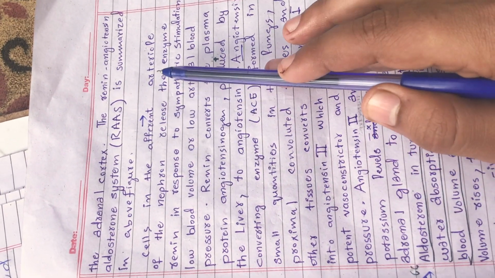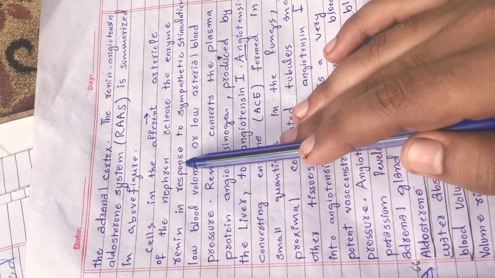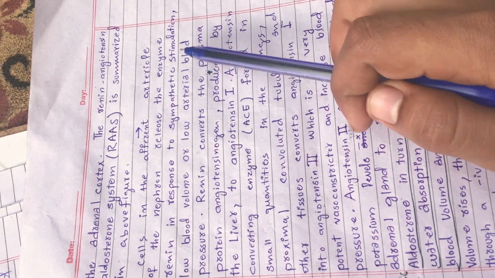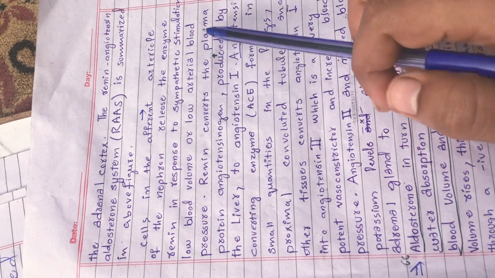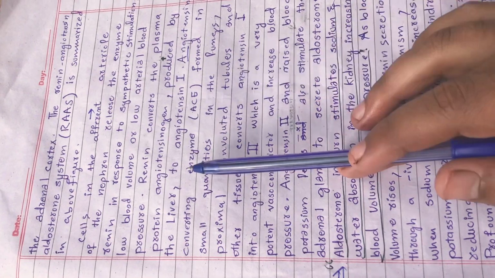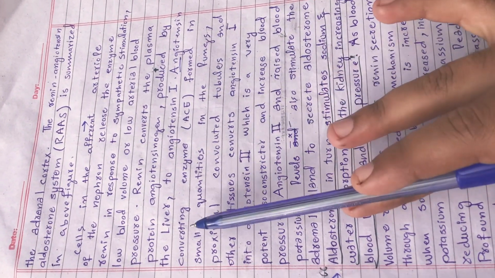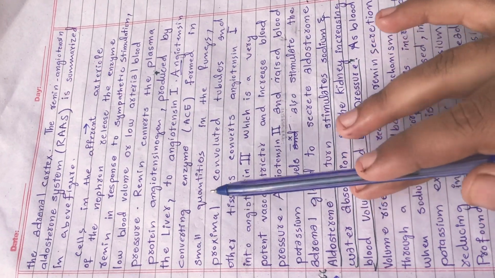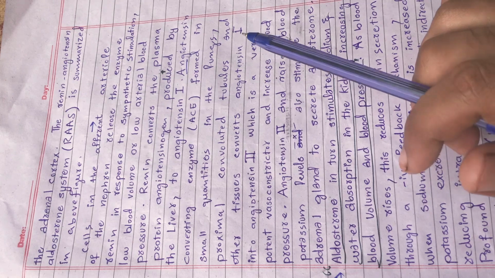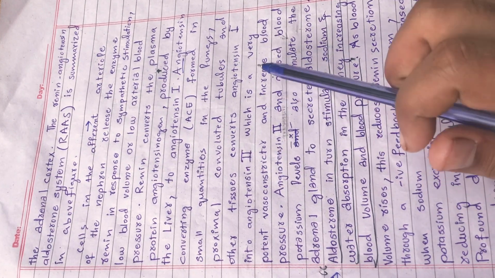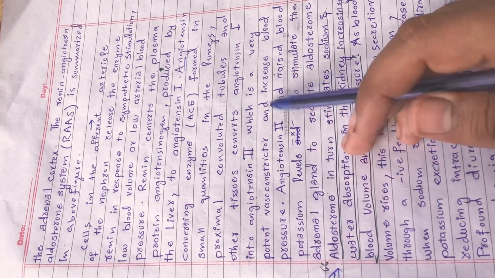Cells in the afferent arteriole of the nephron release the enzyme renin in response to sympathetic stimulation, low blood volume or low arterial blood pressure. Renin converts the plasma protein angiotensinogen, produced by the liver, to angiotensin 1. Angiotensin converting enzyme, formed in small quantities in the lungs, proximal convoluted tubule and other tissues, converts angiotensin 1 into angiotensin 2, which is a very potent vasoconstrictor and increases the blood pressure.